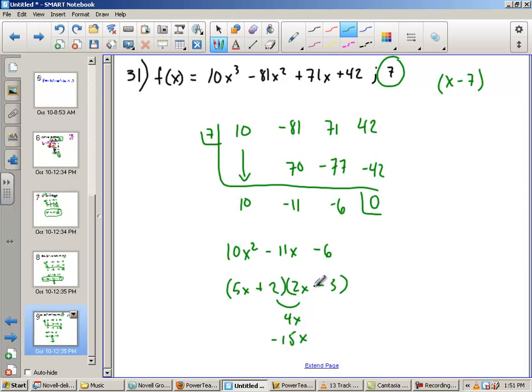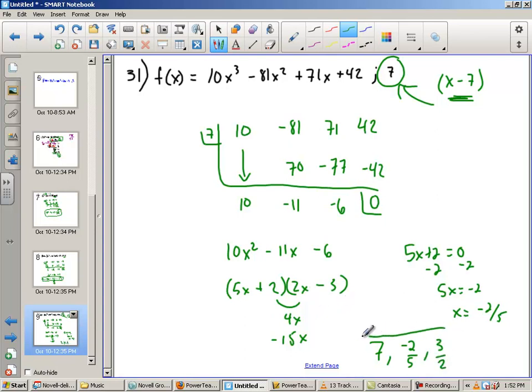But I want to know what actually I could plug into each of these to get 0. I know that up here I would plug in a positive 7 to get 0. So, 7 is one of these possible zeros. I want to know what else I could plug in. So I'm going to take 5x plus 2, set it equal to 0, and solve. 5x equals negative 2, so x equals negative 2 over 5. And then over here, if I did it again, I'd add 3 and divide by 2. That makes 3 halves.